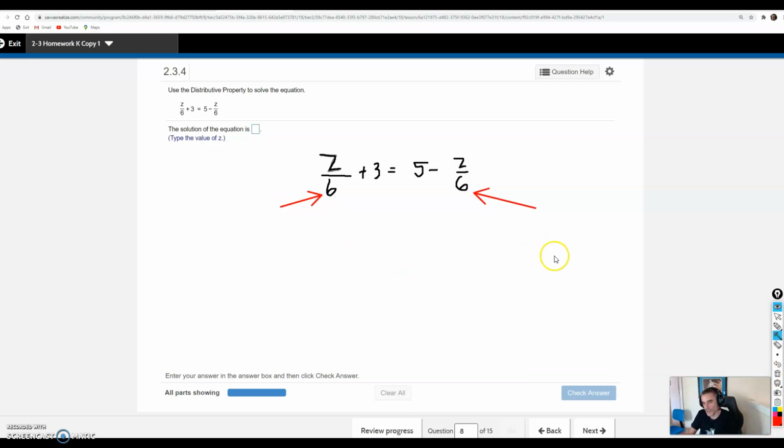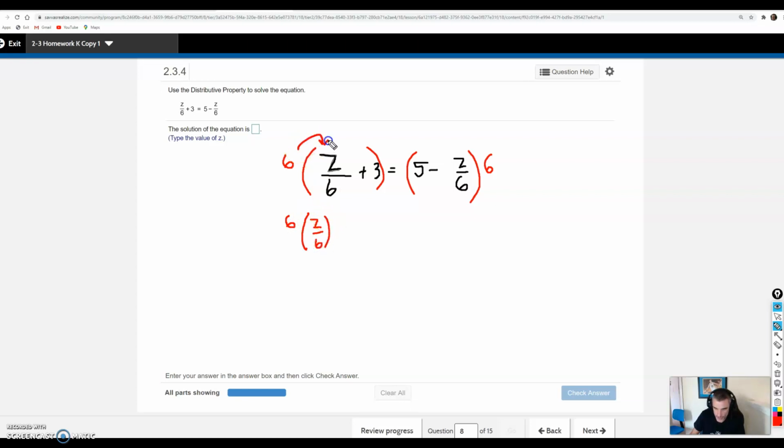So what I'm going to do here is take everything on the left-hand side of my equation and multiply it by 6. And whatever I do to one side, I have to do to the other. So I'm going to take everything on the right-hand side and multiply it by 6. Now I'm going to go ahead and distribute. I get 6 times z over 6. I'm actually going to write it out this time.